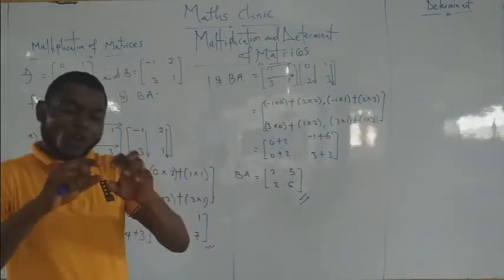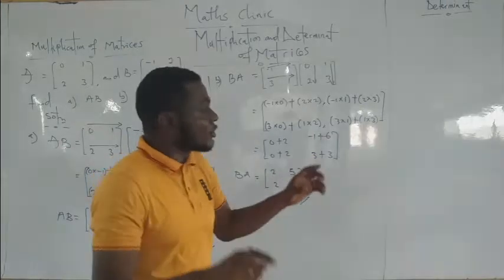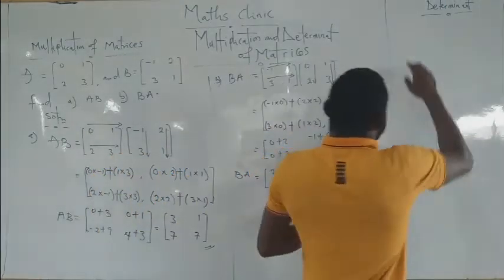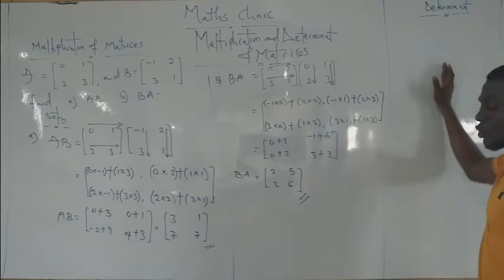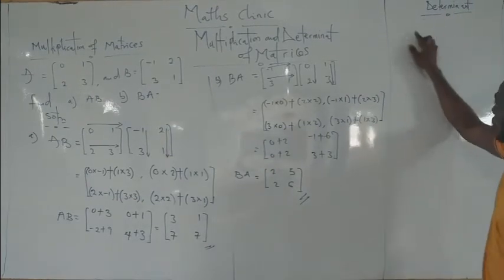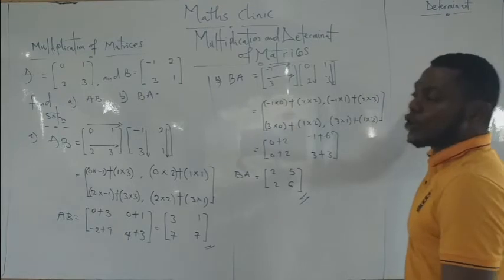You can use the first column, the second column, or the third column. You can use the first row, the second row can be used, and the third row can be used.